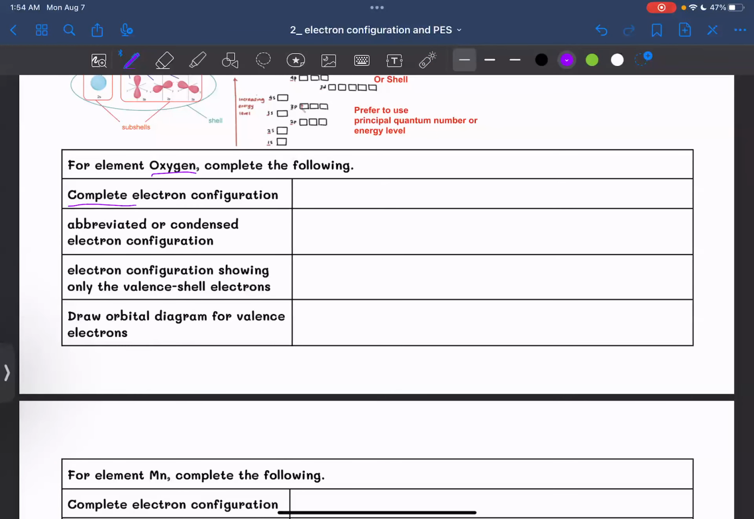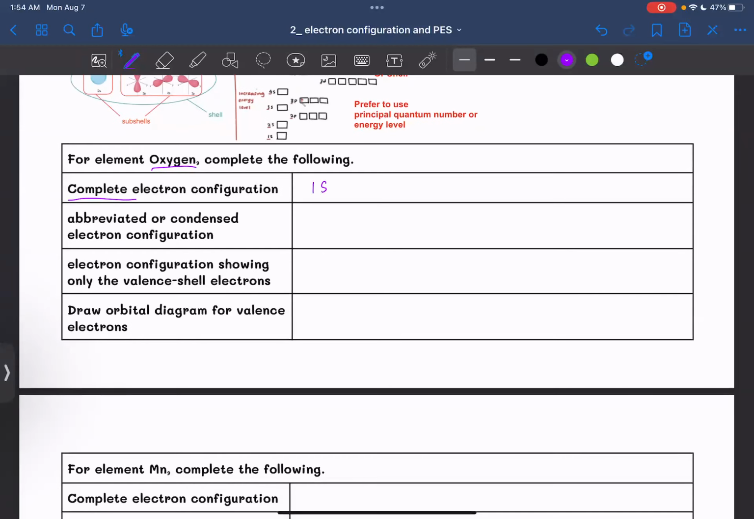Sorry, a complete configuration always starts from 1s. So 1s2, 2s2, 2p4. And you can count it, and that is 8.